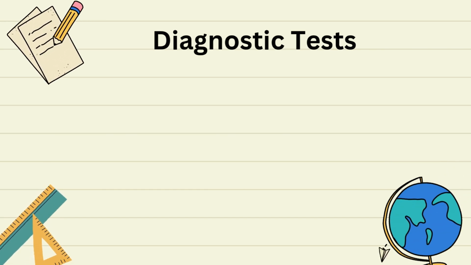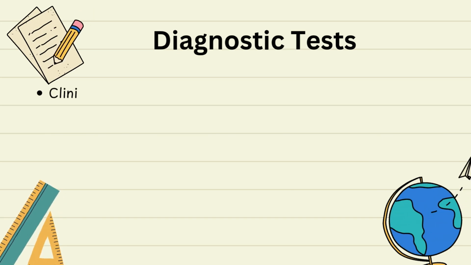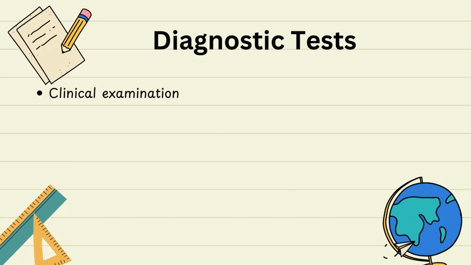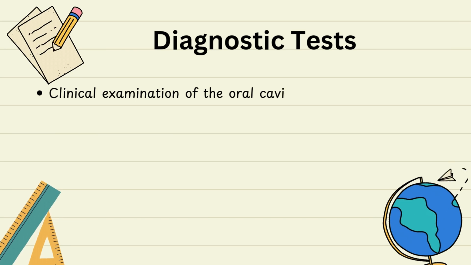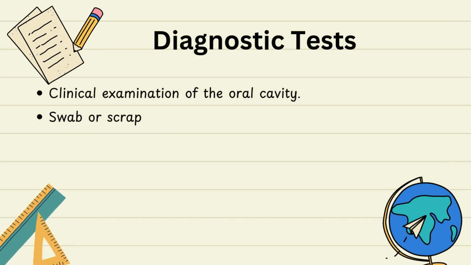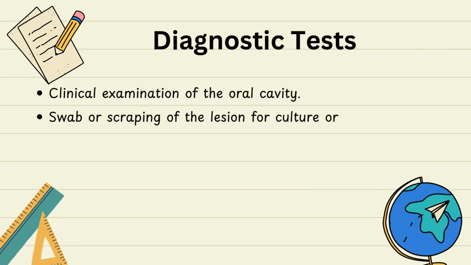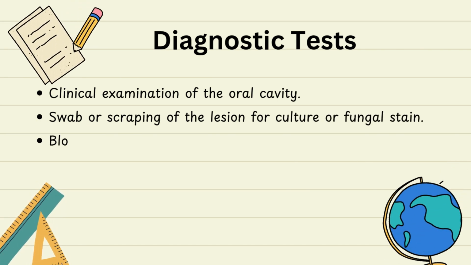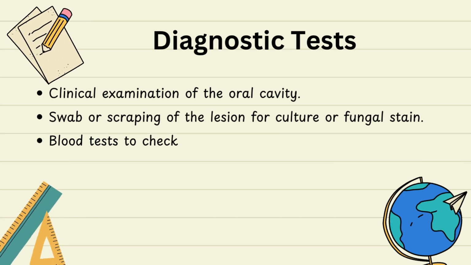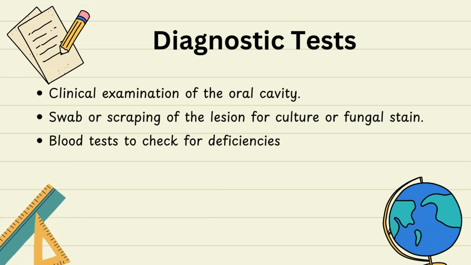Here are the main tests used in clinical practice. Clinical examination of the oral cavity. This is the first and most important step. The healthcare provider visually inspects the mouth for redness, swelling, ulcers, white patches, or bleeding. The location, size, and appearance of lesions often give important clues about the underlying cause.